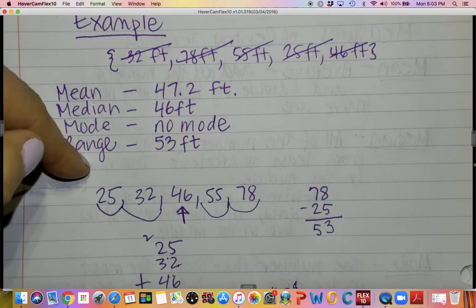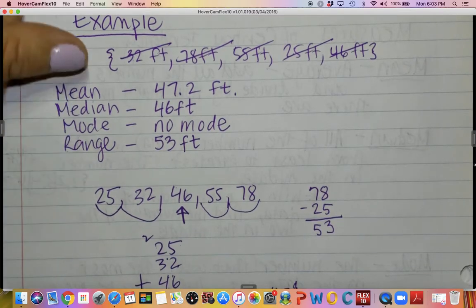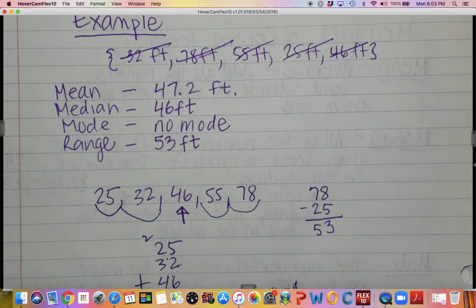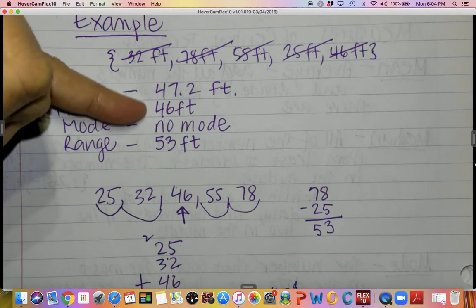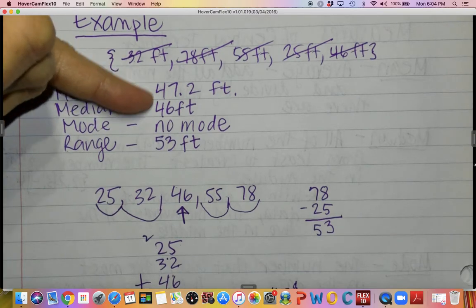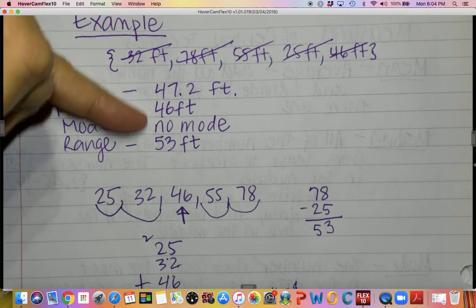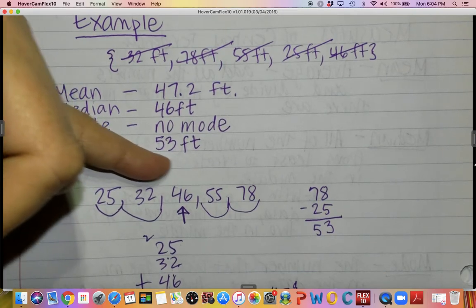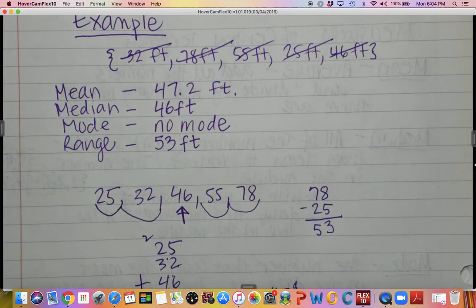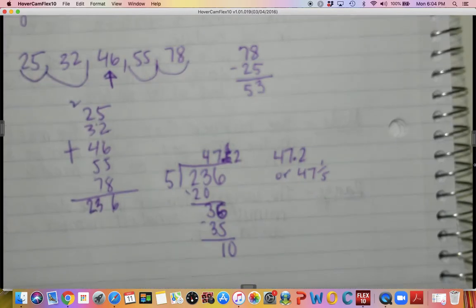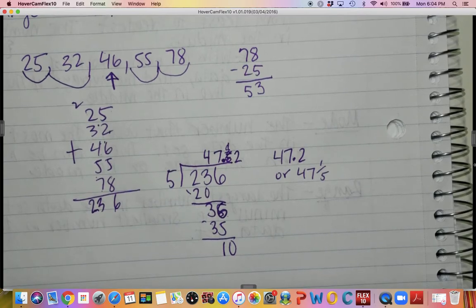That's the range. The average house we have is about 47.2 feet long, which is very close to our median, which is 46 feet. So you can see that these two are very close, but the range of data that we're looking at is not so close. And since there's no mode, we can't use that to describe our data. All right, and we will be describing data. Right now we're just learning the basics of how to calculate it.